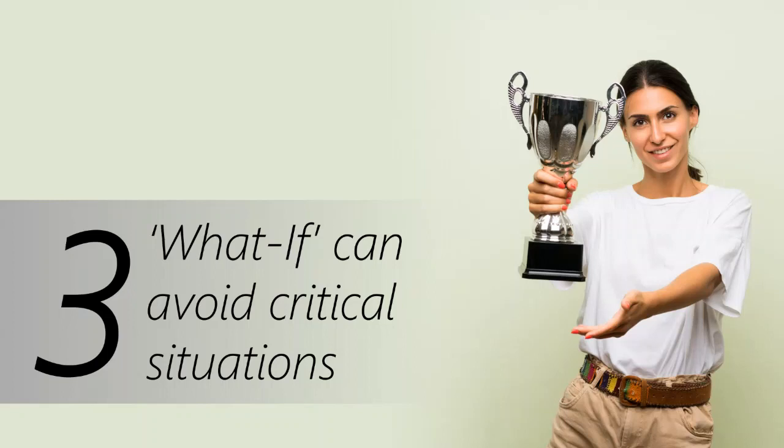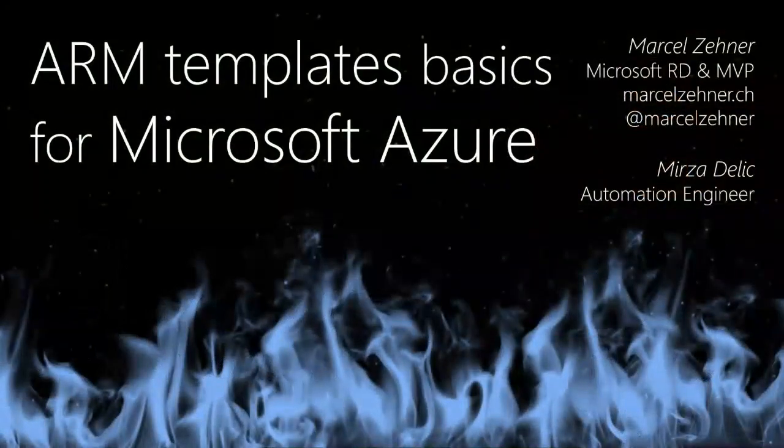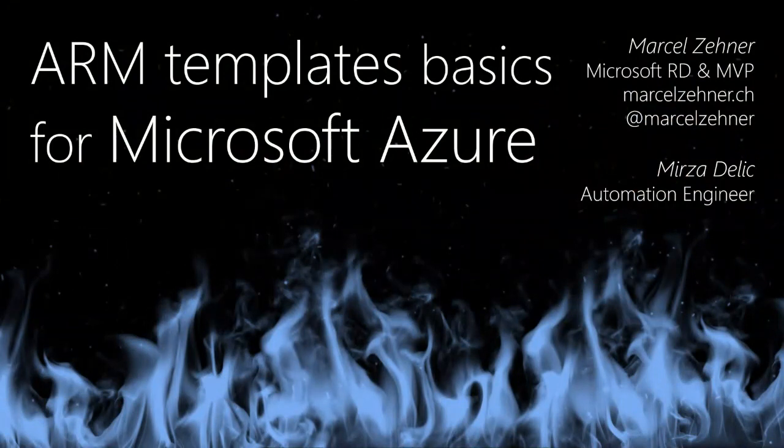I really encourage you to use the what-if function now. I showed you how this works in the Azure CLI. It also works perfectly with PowerShell, by the way, if you prefer to use that. And that said, I hope this gave you a good quick start into Azure ARM templates. I hope this was understandable and gives you some guidance to start your own Azure ARM templates journey now.